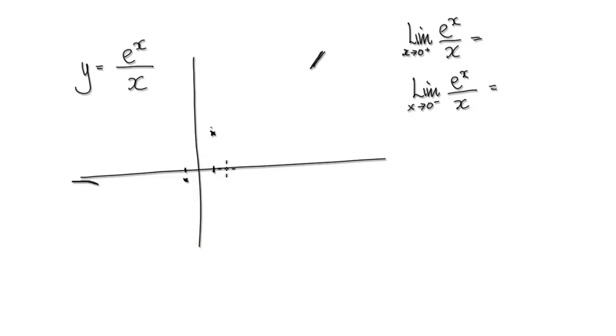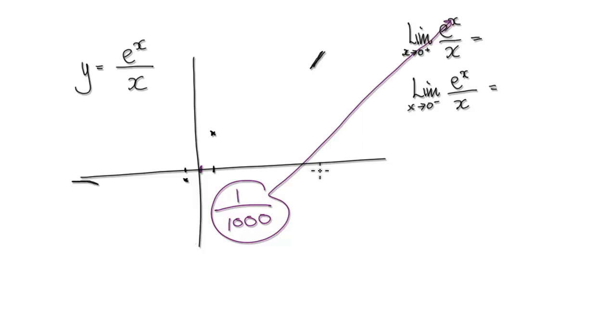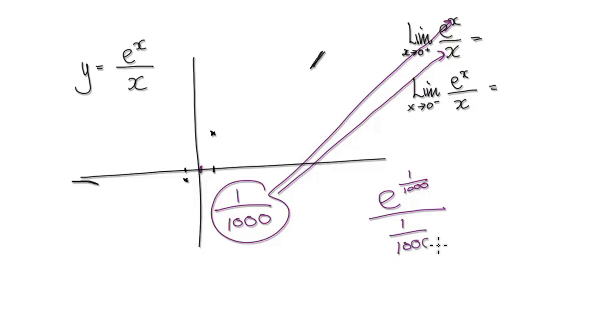So we need to investigate what happens just to the right of 0. Just to the right of 0, I'm going to select 1 over 1000, which is a small number. Let's put this into here and into here. So that would be e to the power 1 over 1000, over 1 over 1000.